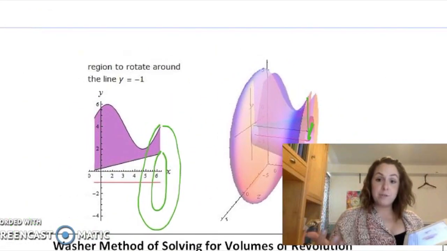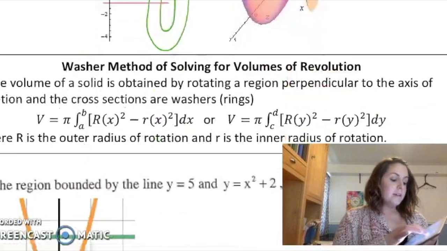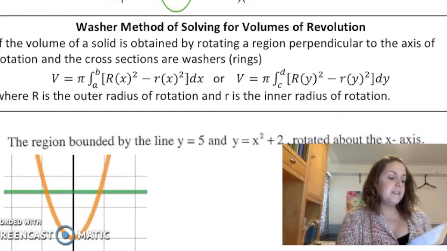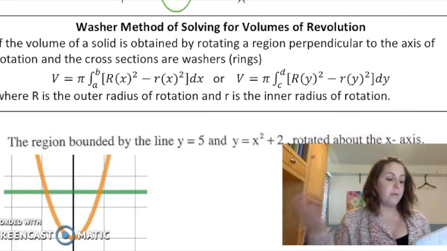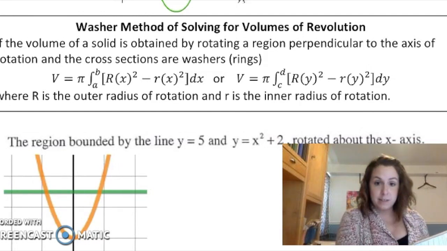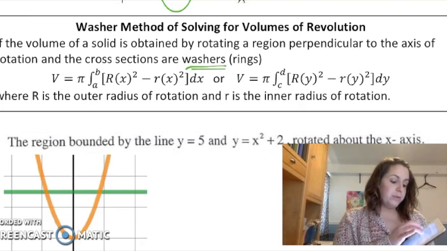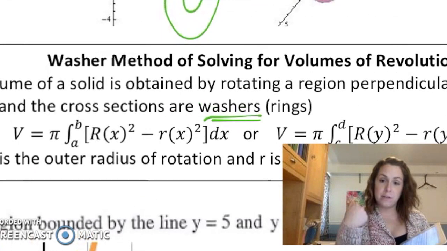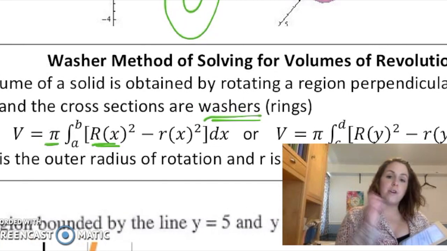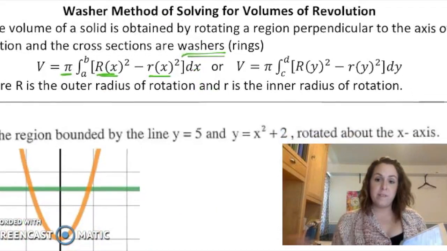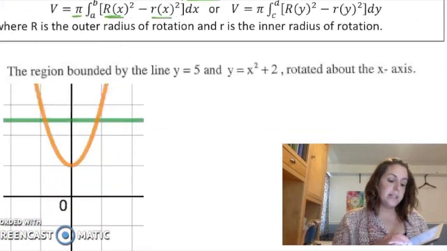We don't always have to revolve around an axis. That's okay. So this is our method for volumes of revolution. If the volume of a solid is obtained by rotating a region around an axis, and the cross sections perpendicular to that axis are washers or rings, we're going to do pi, we could factor that out to the front, times the integral of your outer radius squared minus your inner radius squared, whether that's in terms of x or y. So let's look at this one.